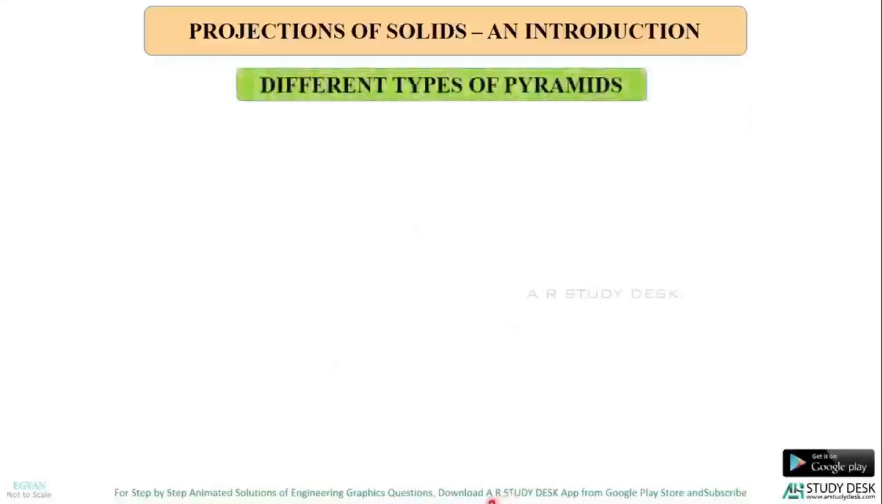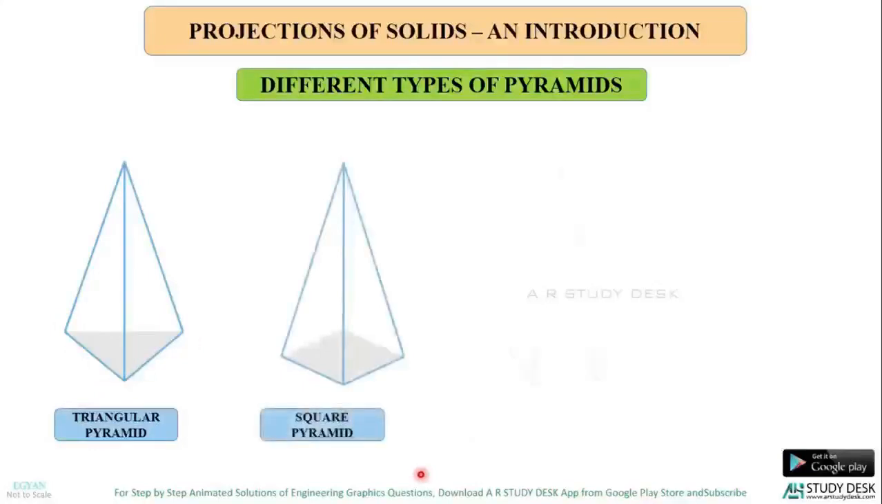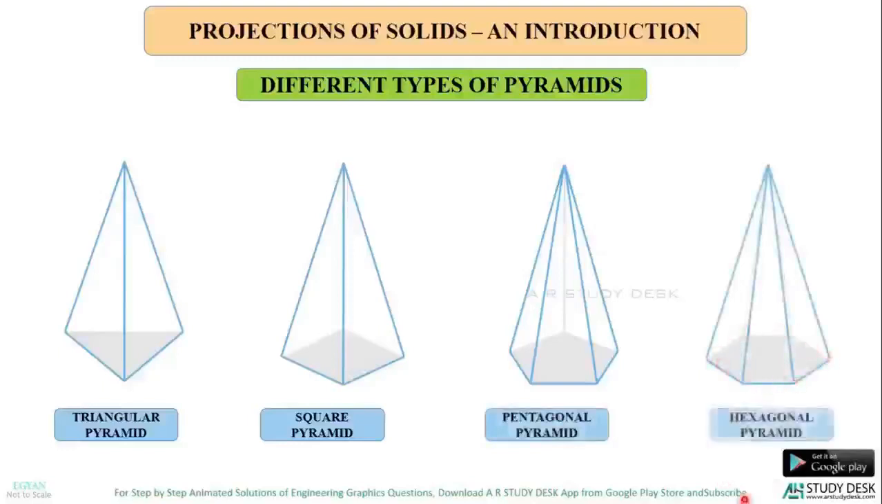Now we will see the different types of pyramids. Here the base is triangular in shape. So this is a triangular pyramid. This is again a square pyramid. Here the base is a pentagon. So it is a pentagonal pyramid. Here the base is a hexagon. So it is a hexagonal pyramid.